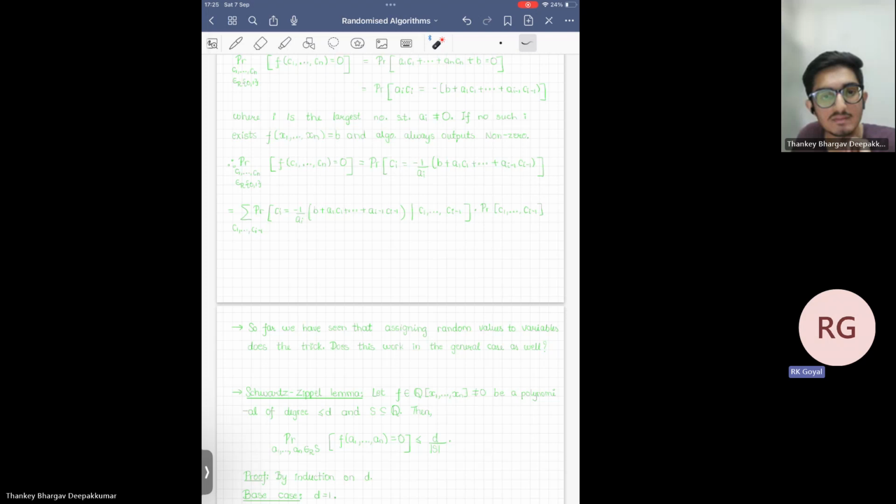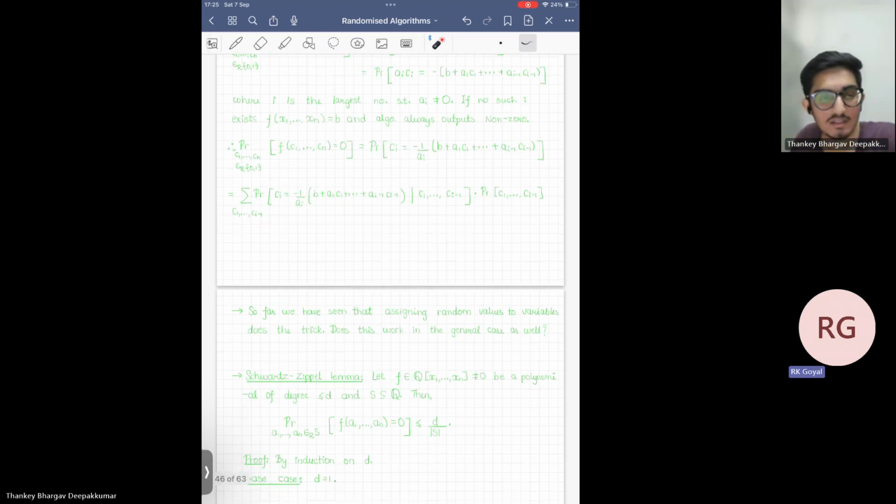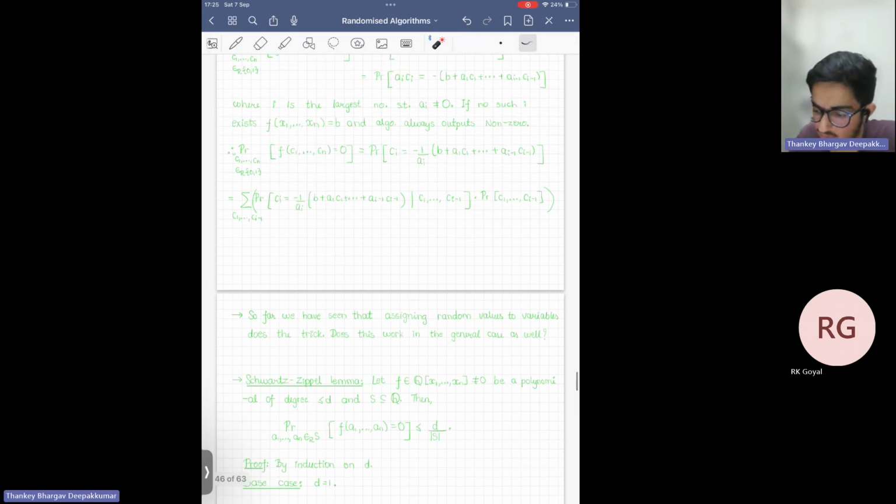And what about this summation? Is it only for the values of C1 to Ci minus 1? Yes, it is for the entire first thing. So all I'm saying is, I argue that for one value of C1 to Ci minus 1, there is only one bad value of Ci. But there are many values that C1 to Ci minus 1 can take. So condition on every one of them and sum over all the probabilities. So this is a formal way of saying that I have fixed something.